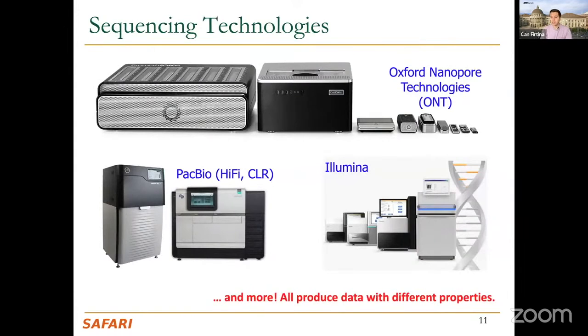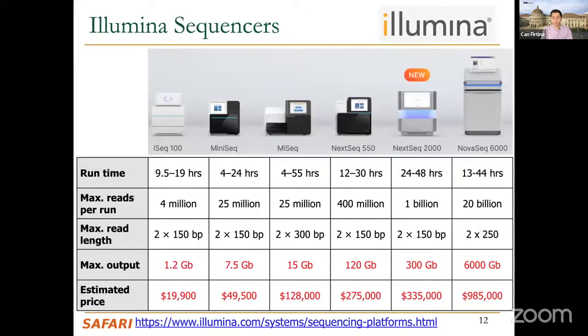There are a large number of DNA sequencers today. These three sequencing technologies, or companies, are the main market leaders: one is Oxford Nanopore Technologies, the other is PacBio, and the other is Illumina. And there are many more sequencing technologies today, and of course, they offer different trade-offs between them.